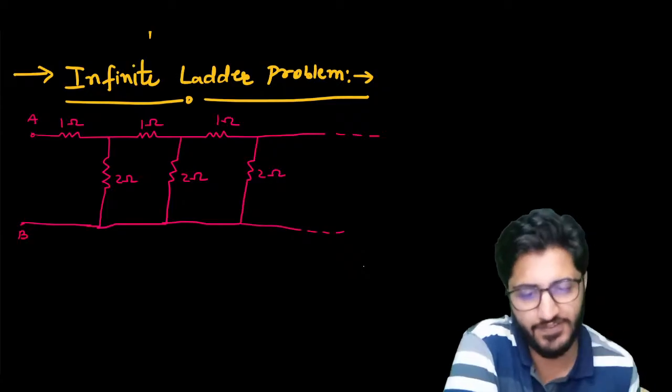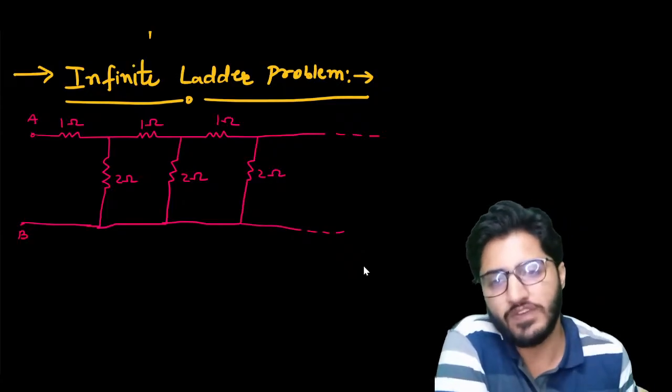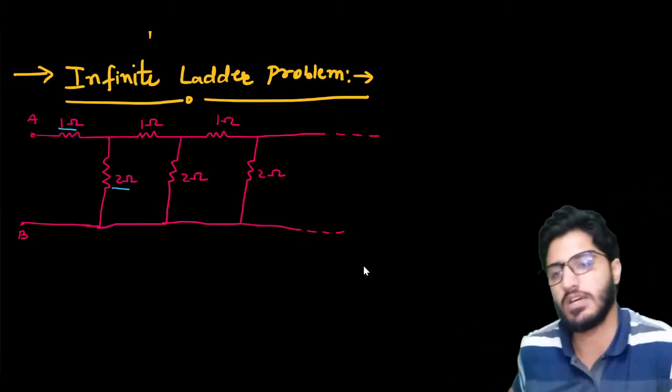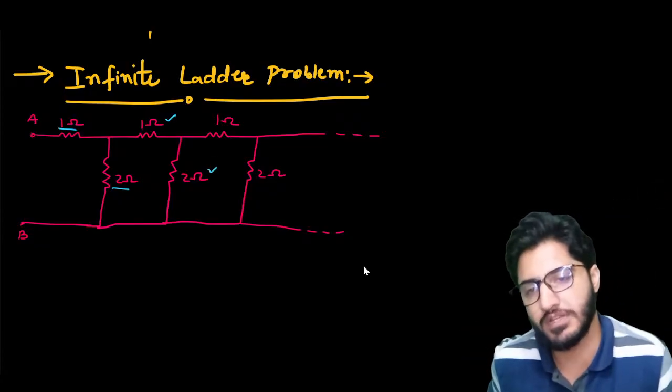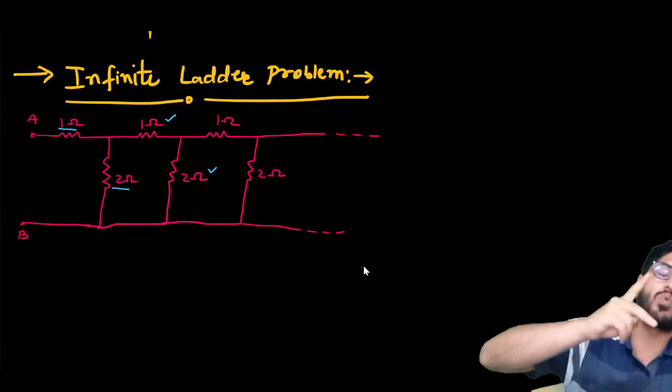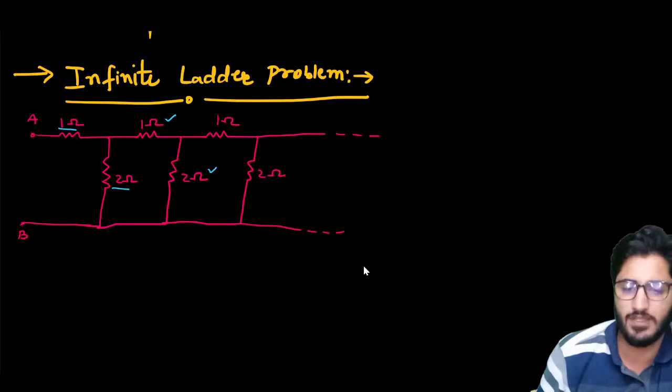Now, first point, what you need to do? Look, this is 1 ohm, 2 ohm. Now the same thing repeats. Look here, 1 ohm repeats, 2 ohm repeats. Now in the same symmetrical way, 1 ohm, 2 ohm, 1 ohm, 2 ohm, 1, 2, 1, 2, 1, 2, up to infinity.